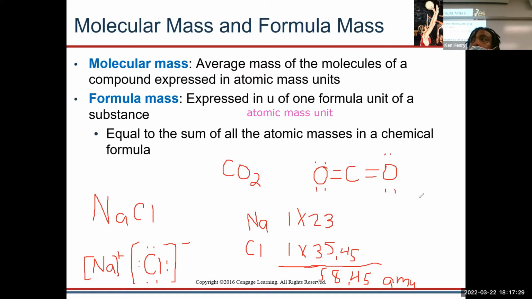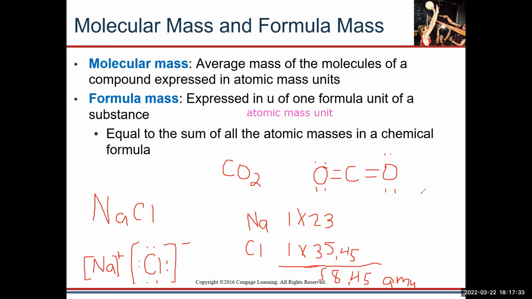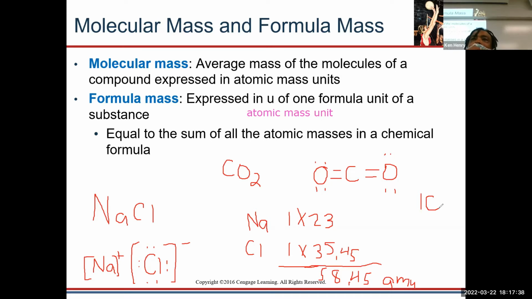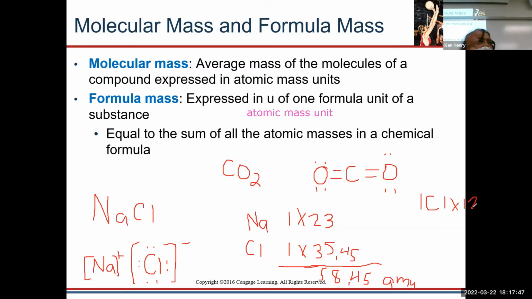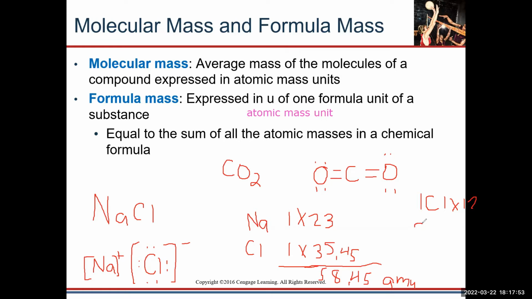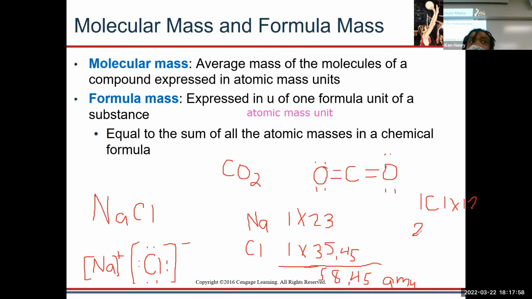Okay, so how many carbons do we have? Carbon? 1. We have 1 carbon. Okay, carbon weighs 12.011. Okay, so we can just round it up to 12. Okay, and then oxygen. How many oxygens do I have? 2. I have 2. Okay.